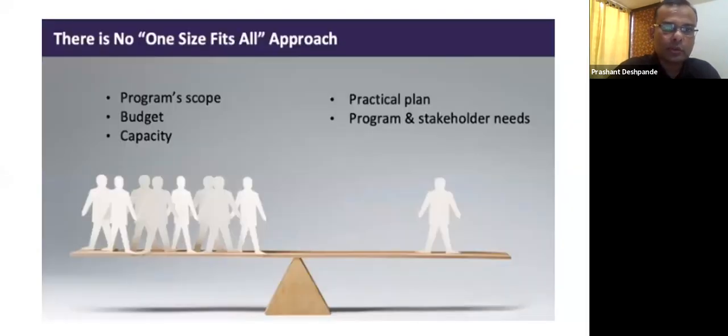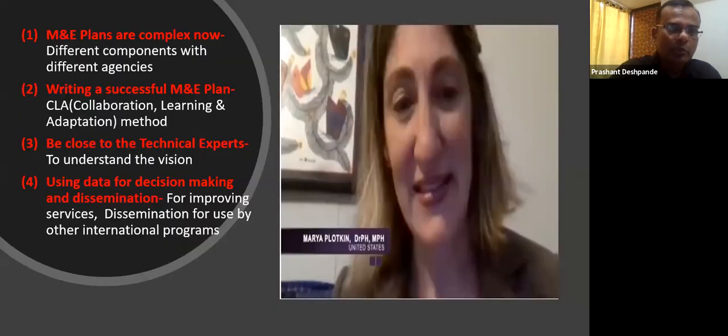So you know that there is no one size fits all approach. On one hand, we have program scope, budget and capacity. And we also have the practical plan, program and stakeholder needs. In this module, there are 4 videos by Dr. Maria Plotkin, and she is talking about how M&E plans are complex now because different funders, different donors will give you different formats. So we should not have complex formats.